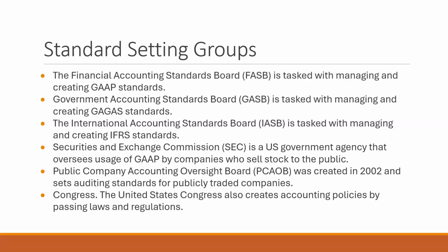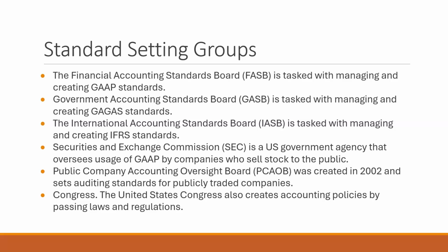The Securities and Exchange Commission, or the SEC, is a government agency created by Congress that oversees GAAP and financial reporting for any company who sells stock to the public. So these are companies that trade openly on the New York Stock Exchange, and you can buy shares of stock. Okay. The Public Company Accounting Oversight Board, or PCAOB, sets auditing standards for publicly traded companies. So they create audit standards.